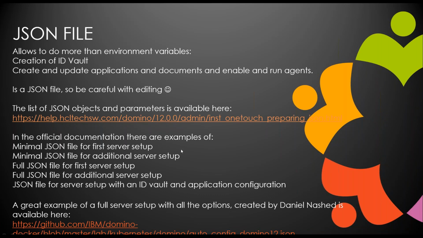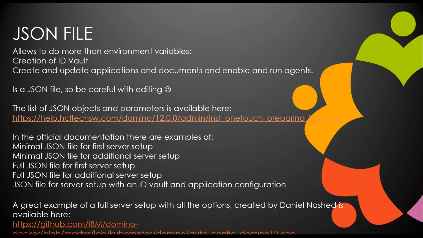In the official documentation, HCL has tried to help, and there are some examples of a minimal JSON file for the first server setup, which is something like what you saw before, just a dozen lines or something like that. There is a minimal JSON file for an additional server setup. There is a full JSON file for both first and additional server setup, and a JSON file for server setup with the default and application configuration.